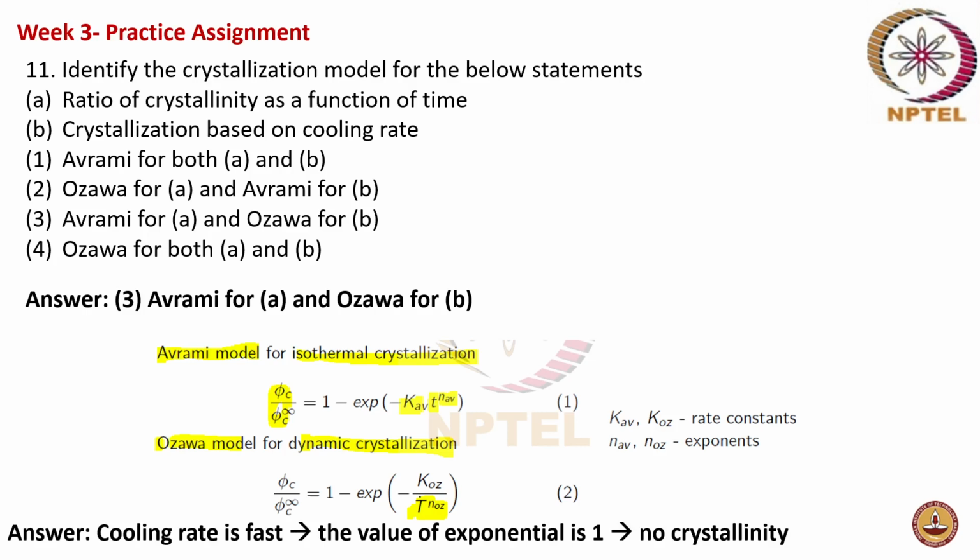So the cooling rate is very fast. As I said, what happens to this equation is that the value of the exponential term becomes 1 because the denominator becomes very high. That means the overall term is exponential of 0, which is nothing but 1. So 1 minus 1 is 0. That means there is no crystallinity and it is only an amorphous system that is being formed. Okay.